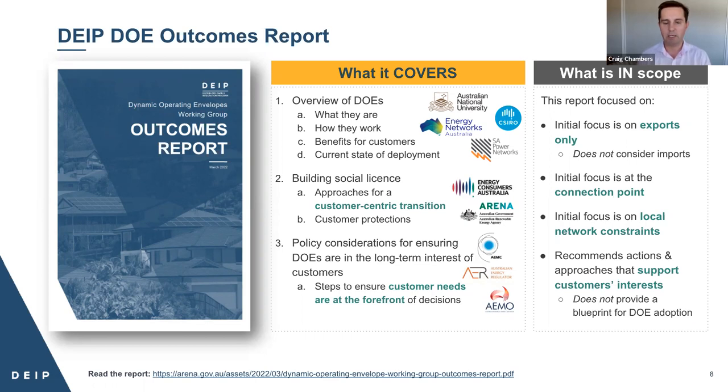We have co-authored and gone through a process of co-designing that report, and through that process reached conclusions on 27 findings. And those 27 findings look across technical matters, social license matters, and regulatory and policy considerations for implementing this as a tool in regards to how we increase the hosting capacity of networks and effectively facilitate more exports of energy from people's homes as a result. So that's the report. It's available. We might put out a link to the report after this, but it is also available on ARENA's website for those that want to go through it.